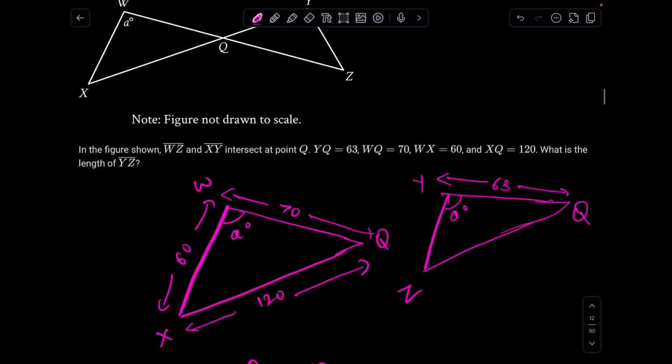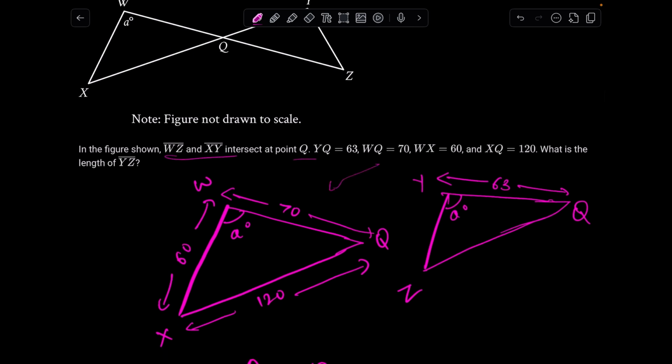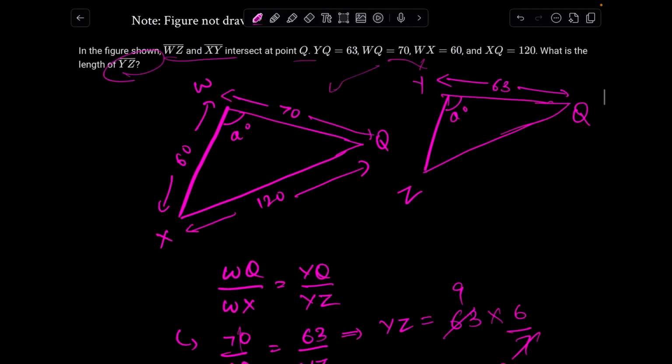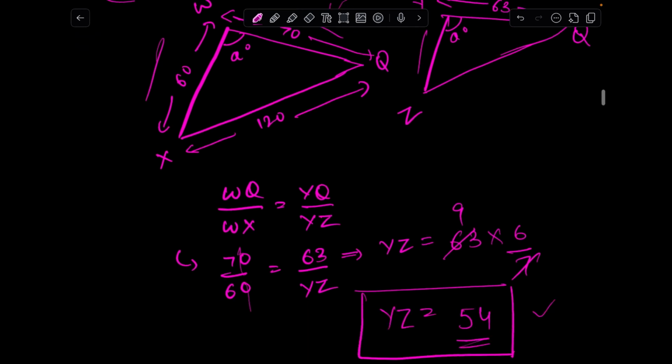Okay, so next question, we are given two triangles WZ, XY intersecting at point Q, YQ is 63. I've drawn the figures here. I'm going to read the entire question. And we need to find the length of YZ. These two triangles are going to be similar to each other. So WQ upon WX should be equal to, wait, no, it's not WX. This is WX, should be equal to YQ upon YZ. Solving this, we get YZ is equal to 52.